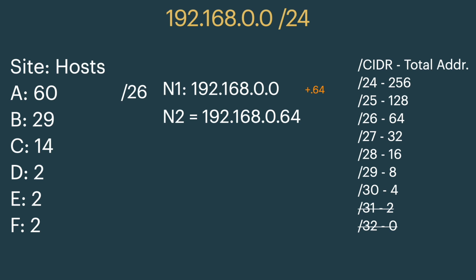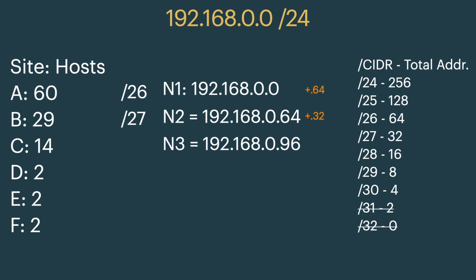Okay, for location B, we need 29. The closest one that gives us 29 hosts is going to be /27, which is 32 addresses. So we're going to add 32 to 64, and that's going to give us the next network address, not the broadcast address, the next network address, which is 96. Same thing.